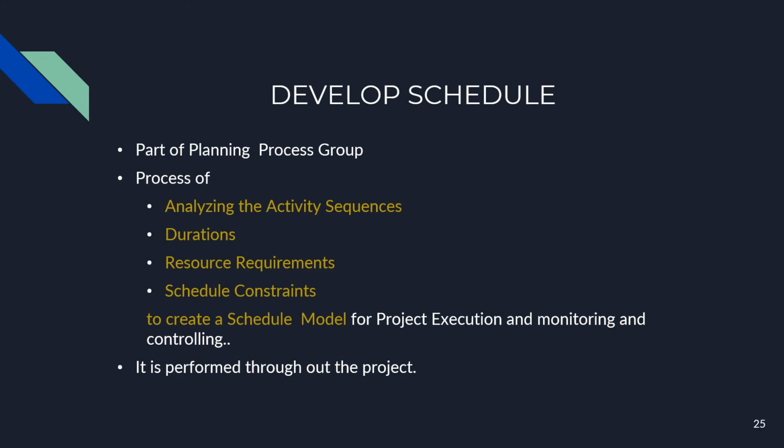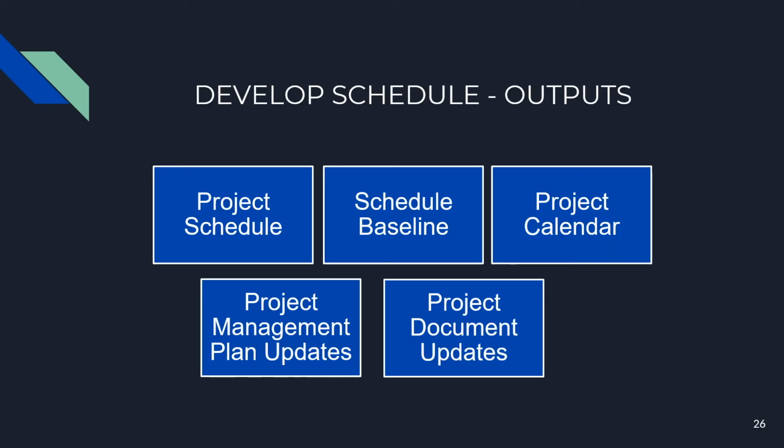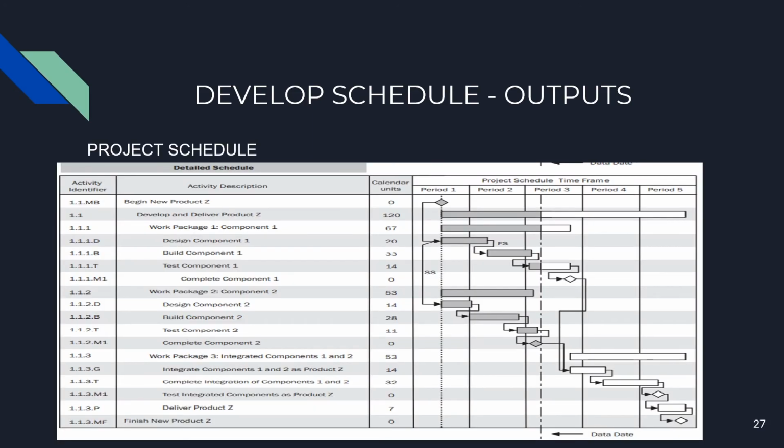The next process of project schedule management is develop schedule. The keywords for understanding the develop schedule process are: it analyzes activity sequences, durations, resource requirements, and schedule constraints to create a schedule model for the execution and monitoring and control processes. It is performed throughout the project. Outputs for the develop schedule process are project schedule, schedule baseline, project calendar, updates to the project management plan, as well as project document updates.